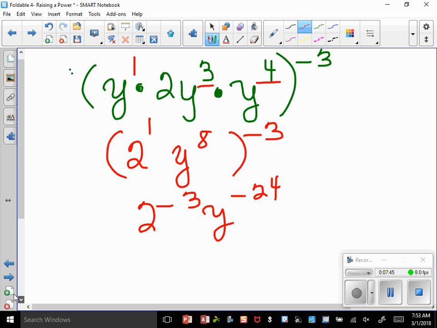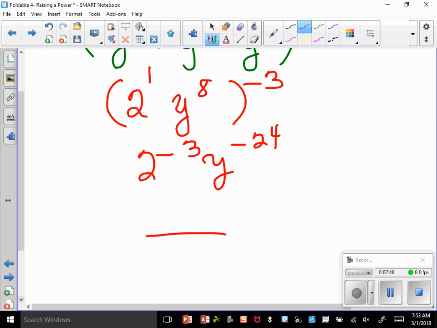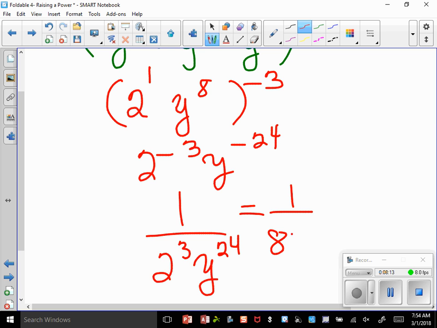Okay, so this 2 to the negative 3rd is going to drop down to the denominator. The y to the negative 24th will also drop down to the denominator. So this is how all of these laws of exponents tie together. Because if you have negative exponents when you're done, you have to use your negative exponent rule. Now, of course, you're going to say 2 to the 3rd power is 8. And so this would be your final answer. Okay, 1 over 8y to the 24th.